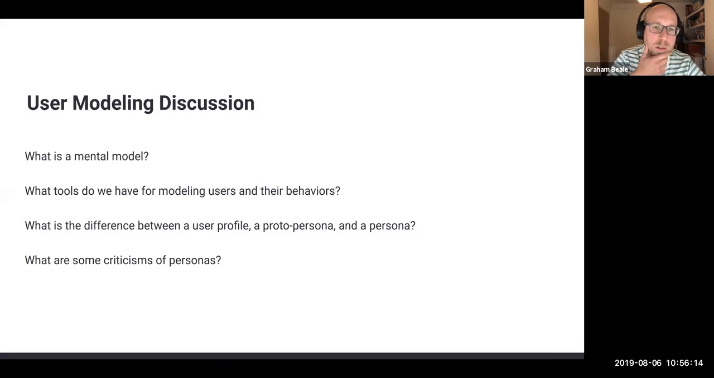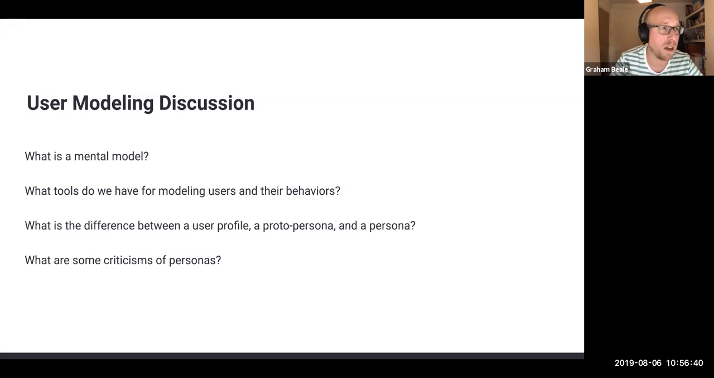And what is the difference between a user profile, proto-persona, and a persona? So a user profile is generally used in development teams when they, for example, have a feature where there are multiple different users with different access privileges. So in Canvas, there are access privileges for you as students and different roles for teaching assistants or teachers. And that's a very literal way of thinking about features and functionality.